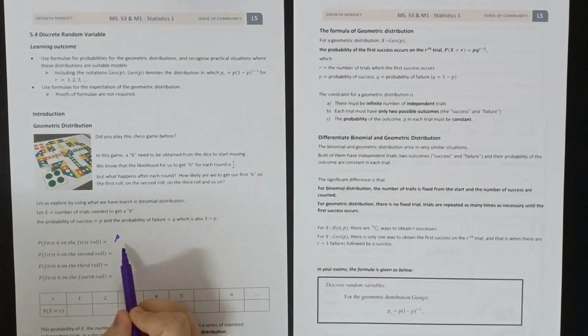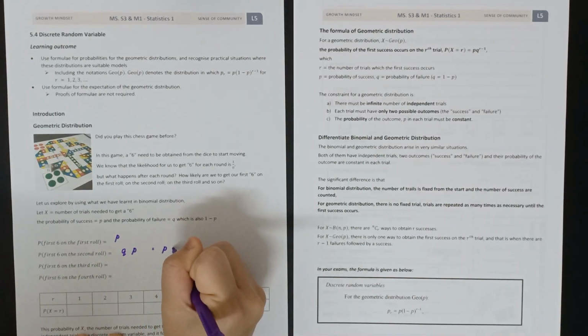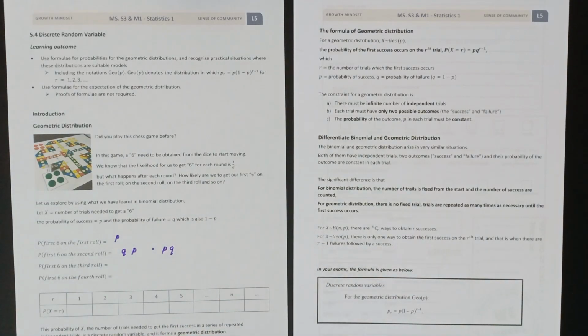So you use the first one as a failure, then the second one as a success. So this is how you get QP. We try to arrange it with P in the front, so PQ. Alright, okay, so what is the probability for you to get a first 6 on the third roll?